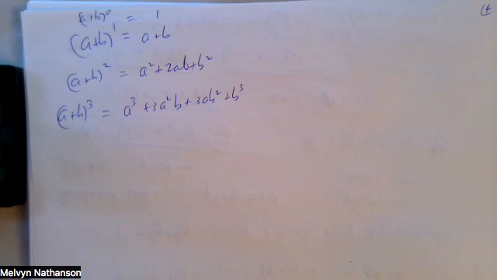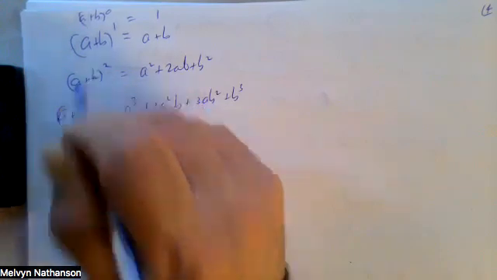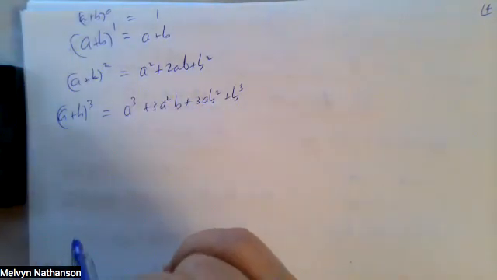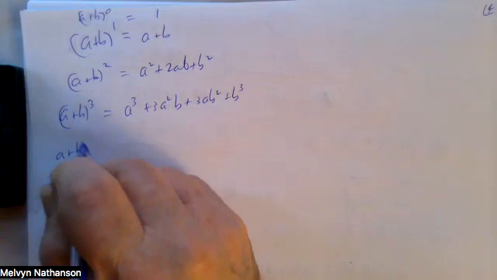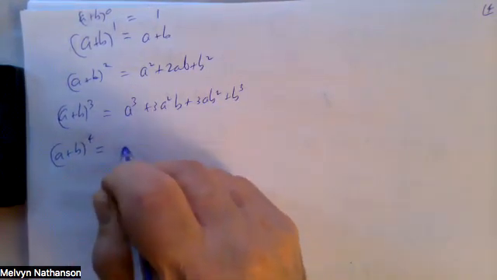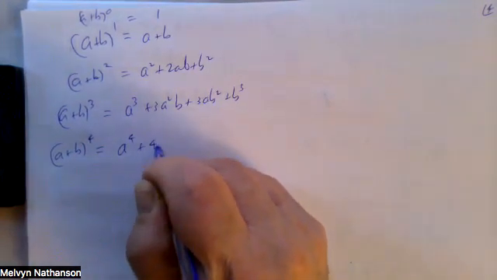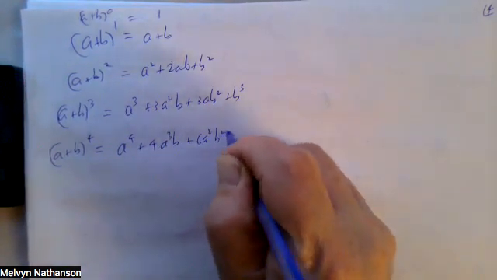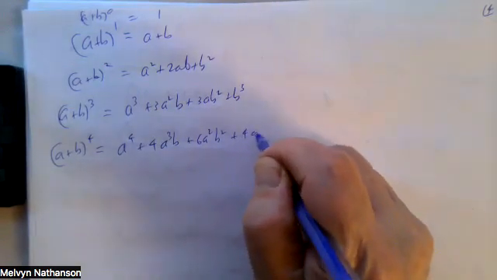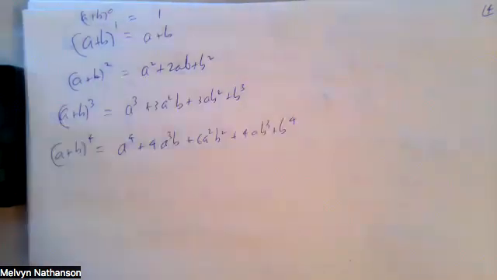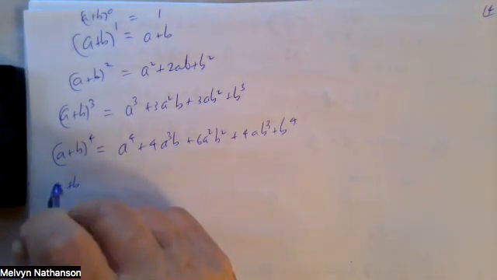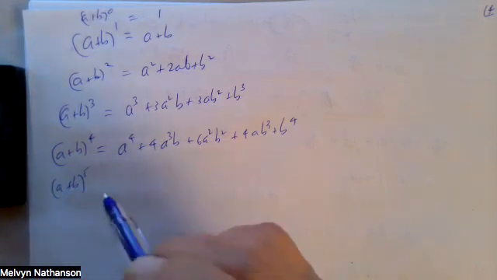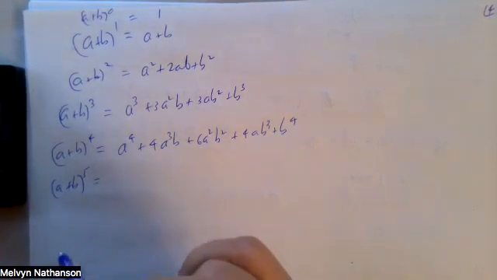And of course, in mathematics, when you see something like this, it's natural to ask, can you keep going? Like, what about a plus b to the 4th? So that turns out to be a to the 4th plus 4a cubed b plus 6a squared b squared plus 4ab cubed plus b to the 4th. You're going to have to know these things on the exam, and it's a lot to memorize, so I have to show you a way to get all these expansions without memorizing anything.